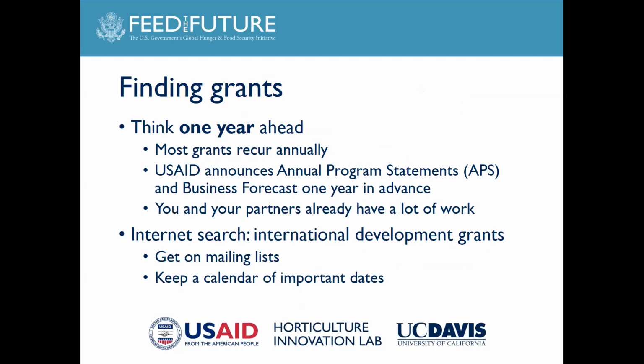Again, think 1 year ahead. Most grants recur annually. I talked earlier about those big donors like USAID. USAID announces their annual program statements, or APS, and their business forecasts 1 year in advance. So checking those documents on their website will give you a heads up about what's coming up for you and those implementing universities and organizations. An internet search, international development grants, get on mailing lists, keep a calendar of important dates. This is going to help you know what's coming up for the year to come. And again, that year comes a lot more quickly than any of us expect.